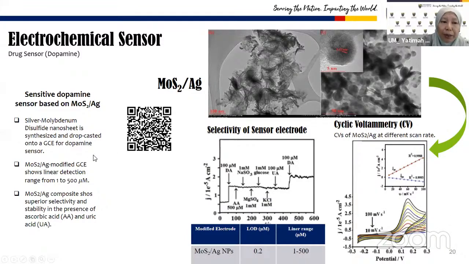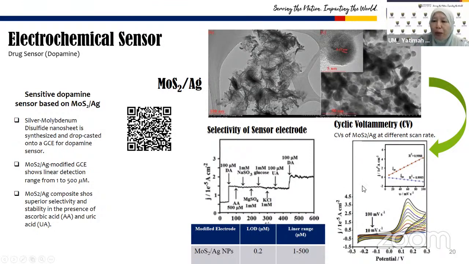And then we drop cast on top of the glassy carbon, and this modified electrode is being studied. We are looking as well at the selectivity. Besides looking at dopamine, we are also looking at ascorbic acid and uric acid. So in this case, we can see it's more towards dopamine as compared to the other materials. So this selectivity is very important.